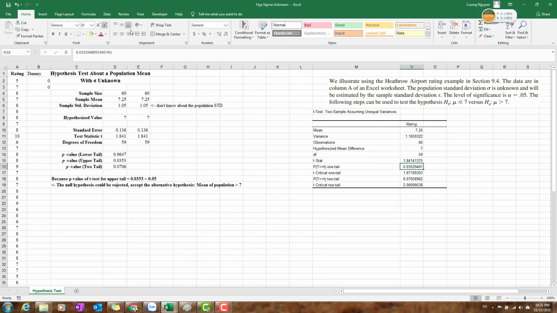Alright, and you see it's totally the same as what we already calculated before. So we can make the same conclusion: the p-value of the t-test for the upper tail is equal to 0.0353, and is smaller than 0.05. So we can reject the null hypothesis and accept the alternative hypothesis.